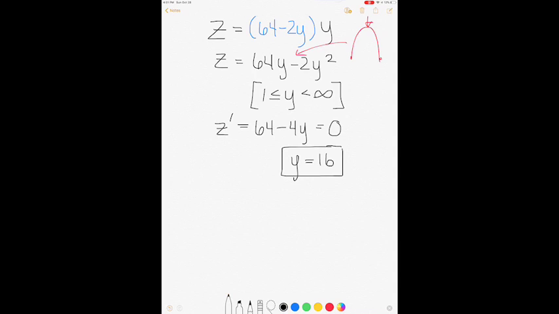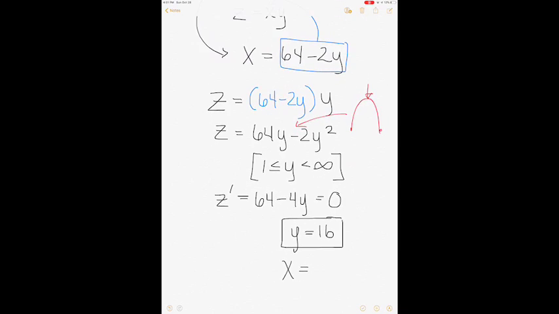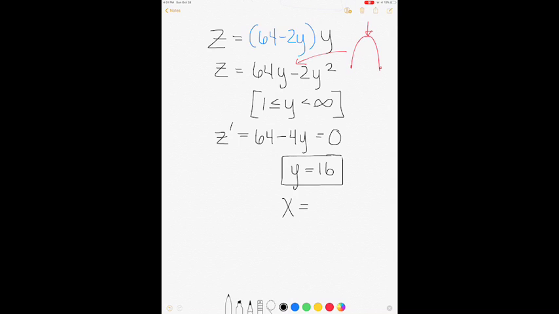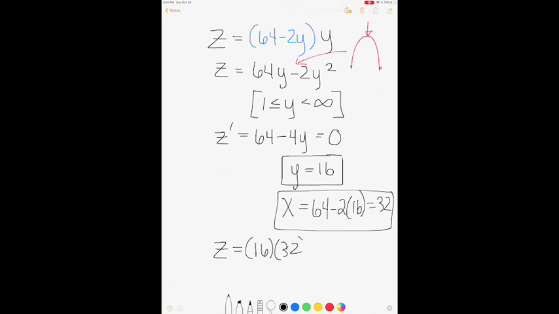But I do need to find the x value by plugging 16 back in for y into 64 minus 2y. And my x value is 32. Right. And it doesn't ask what the maximum is, but just for fun, the maximum value is going to be 512.